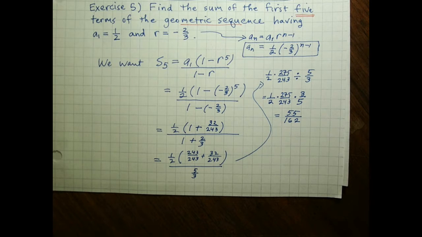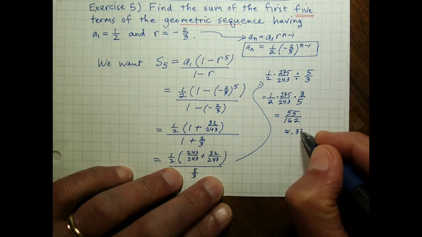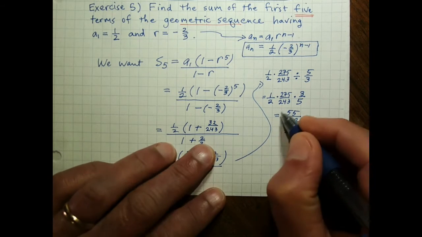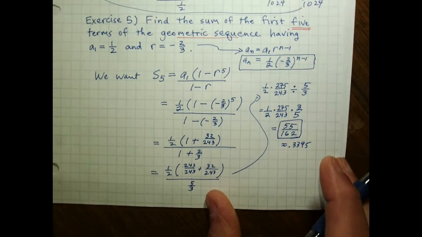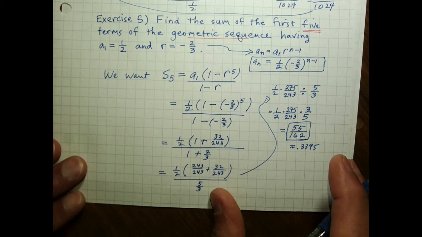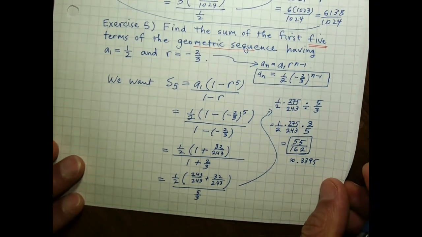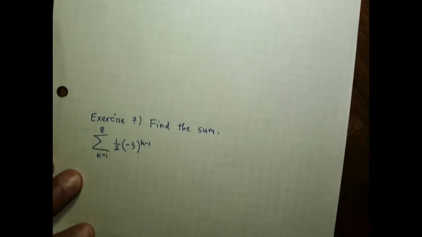Decimal for that. That's about 0.3395. Just in case you go the calculator route, which I wouldn't mind at all. I just have a little bit of fun messing around with fractions. All right, so that's number 5. I think we can see it all there. We got a couple more problems we're going to do together.